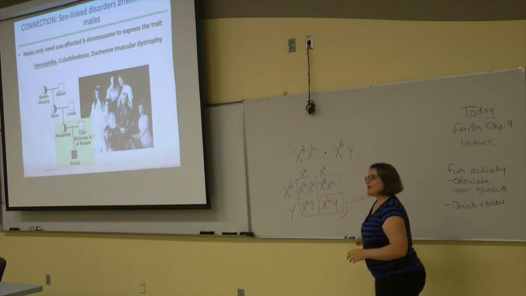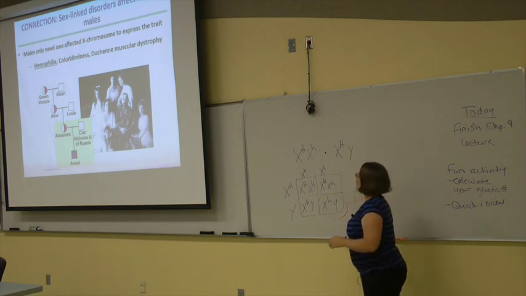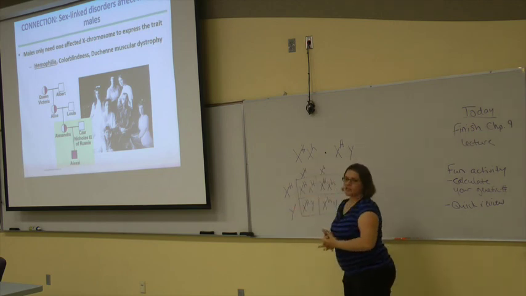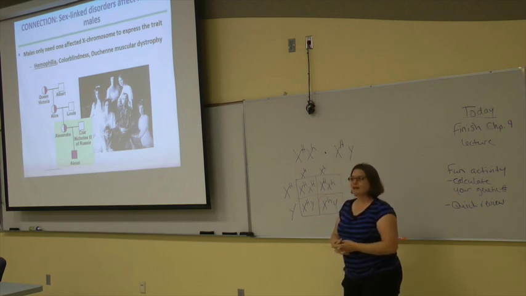Okay? So that's how you would do a sex linkage problem. You would set up the parental genotypes, and you would set up your Punnett square and fill in the box to predict the probability of inheriting a sex-linked condition. Okay?